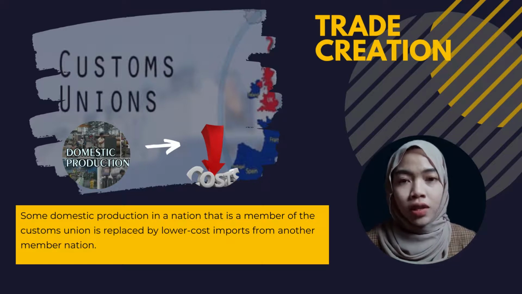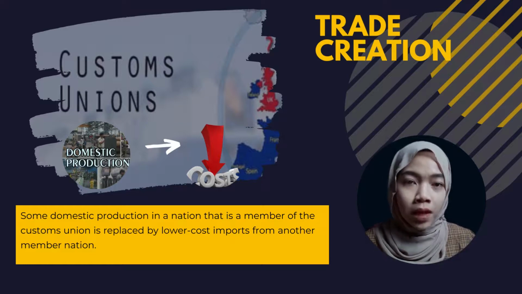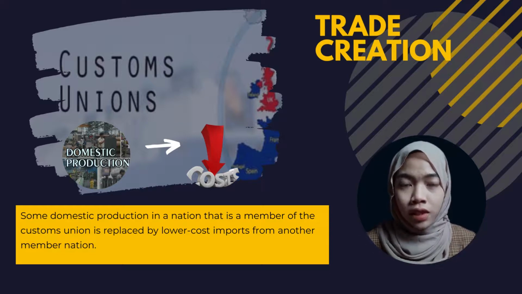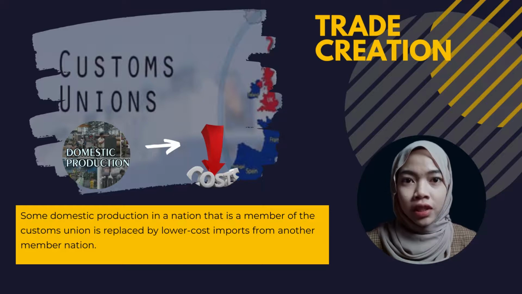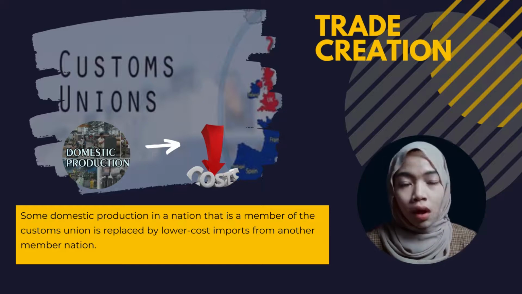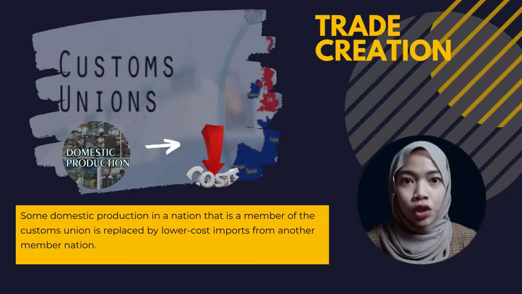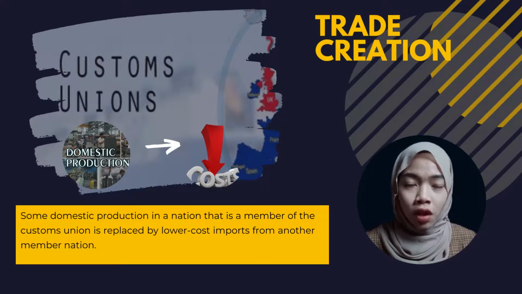Trade creation occurs when some domestic production in a nation that is a member of a customs union is replaced by lower cost imports from another member nation, assuming that all economic resources are fully employed before and after formation of the customs union. This increases the welfare of member nations because it leads to greater specialization in production based on comparative advantage. A trade creating customs union also increases the welfare of non-members because some of the increase in its real income, due to its greater specialization in production, spills over into increased imports from the rest of the world.